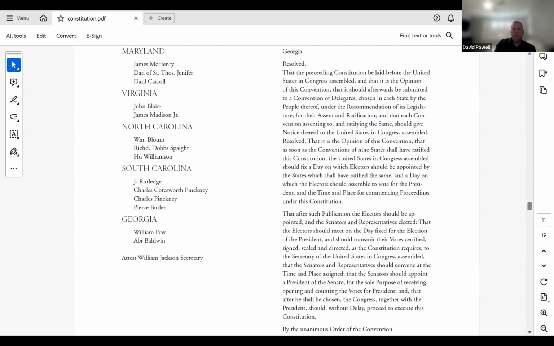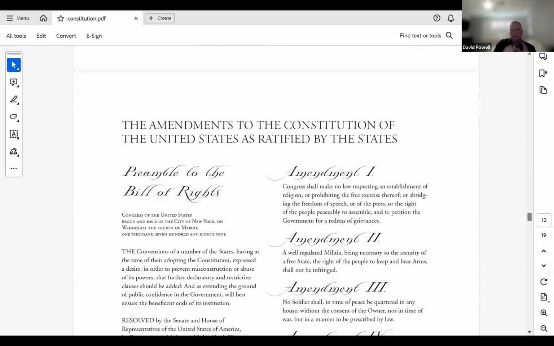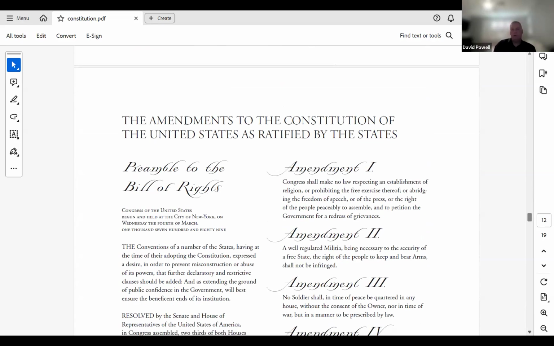So, as we then move down, that's the Constitution. Those are some of the provisions in the original Constitution itself. Then, as we know, the Bill of Rights were added, the first 10 amendments of the Constitution, added to mitigate some of the concerns of the Anti-Federalists. And you're familiar with many of these amendments.